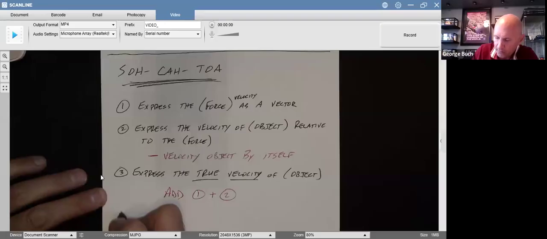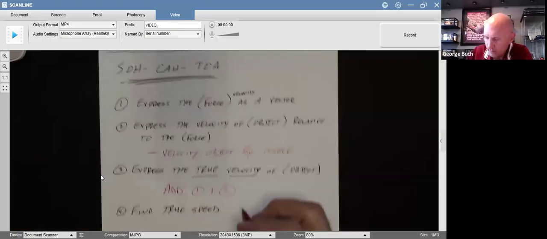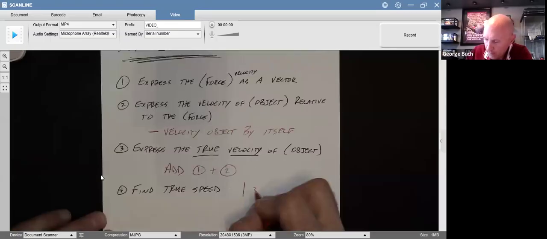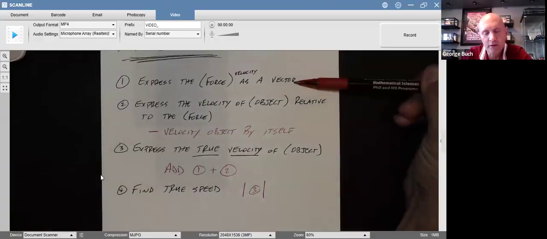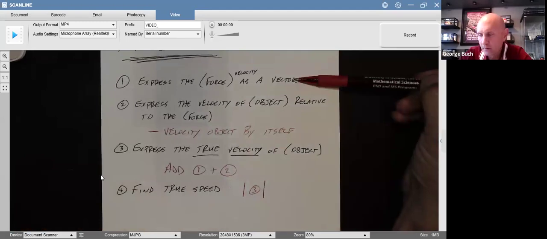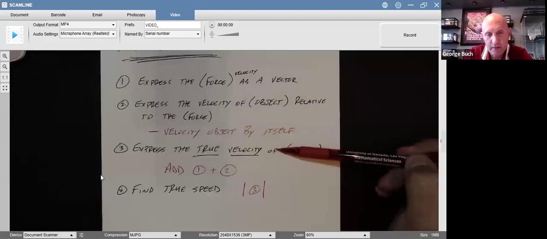Then it's going to ask you, find the true speed. And what this means is the magnitude of the vector you found in number 3. So you see how this is all building on itself. We find the velocity of, let's do the jet and wind. We find the velocity of the wind as a vector. We find the velocity of the plane as a vector. We add them together to get true velocity of the plane. Now we want the true speed of the plane, so we take the magnitude.